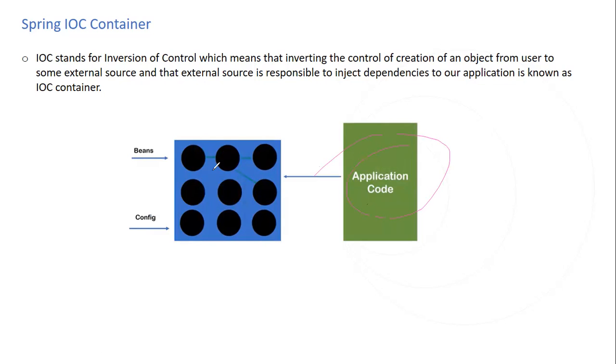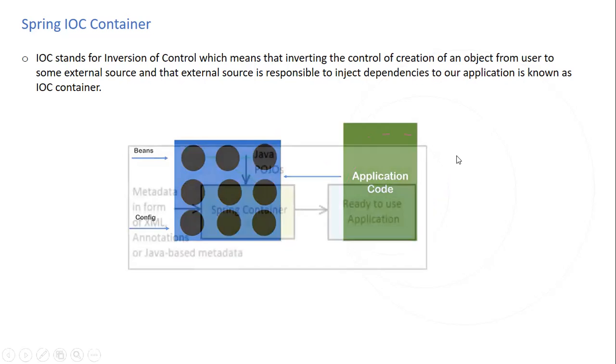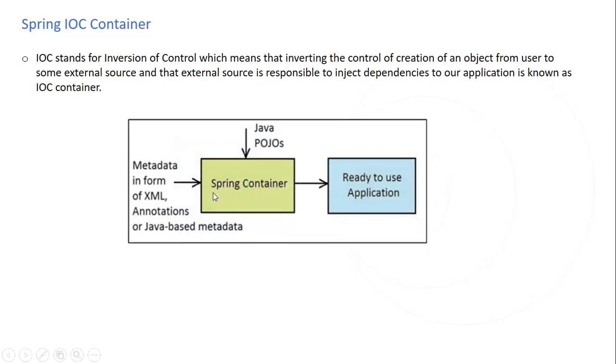The container will automatically create all the beans which are required in your application and will place them in one place. And now you can use those beans directly in your applications. Whatever bean you require, you can use directly. So how does the container create them? Okay. So what does the Spring container do? The Spring container reads all the Java POJO classes for which objects need to be created. Along with it, it requires some metadata.